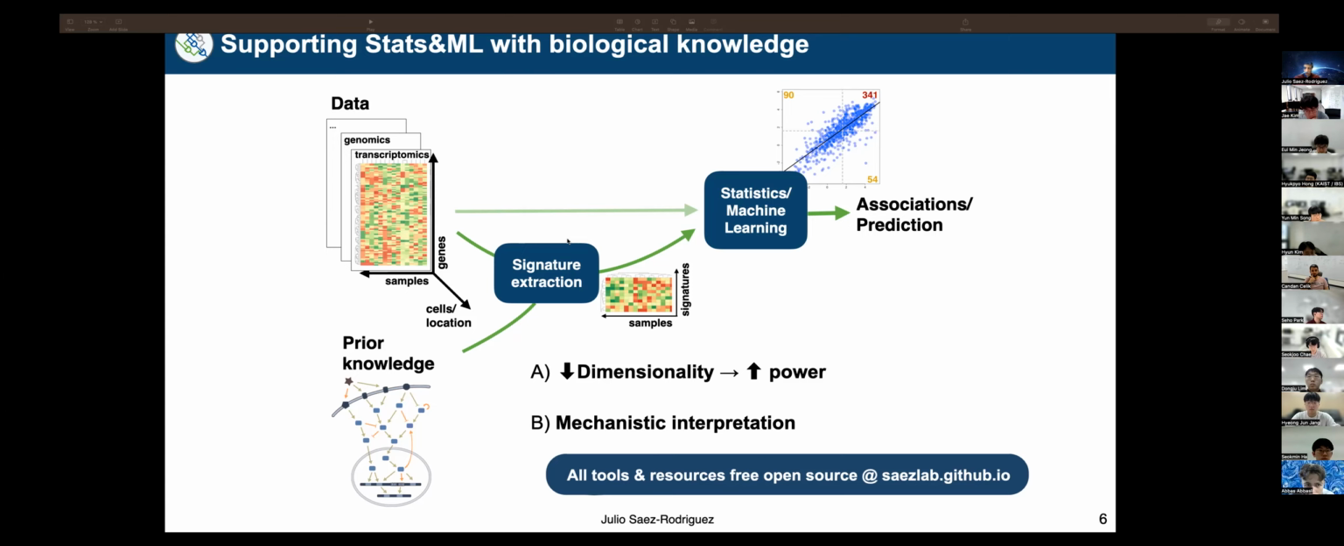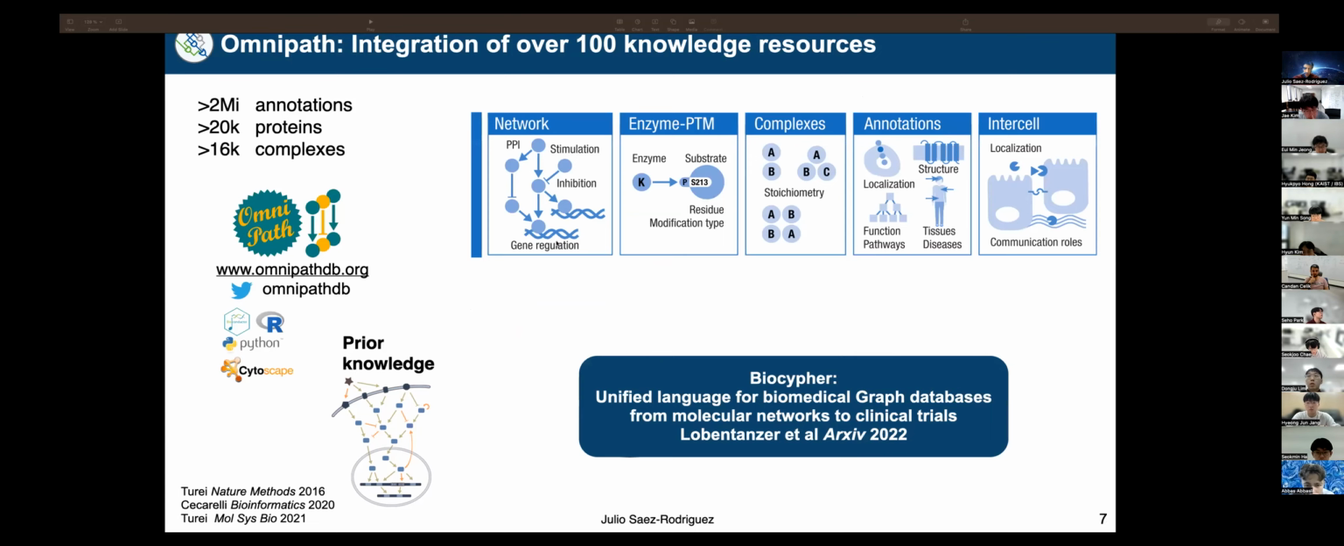All the tools and resources I will walk you through are freely available on our website. So we're really happy if they are useful for you. The first thing, if we are going to use prior knowledge, is that it is very important to have access to it. There are tons of databases out there, which hold complementary knowledge. And that's why over the years, we have been building this resource called OmniPath.